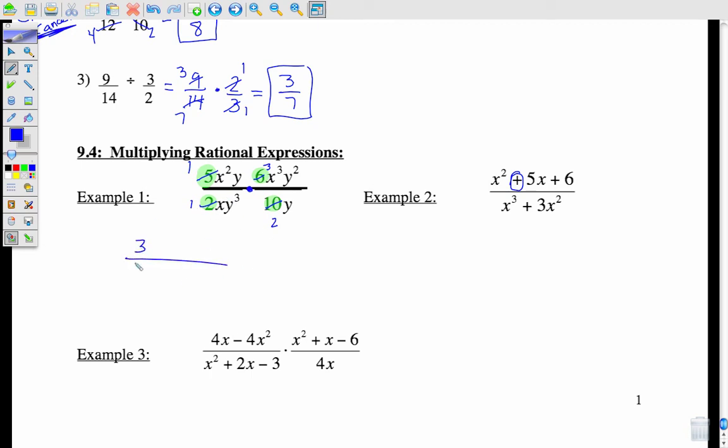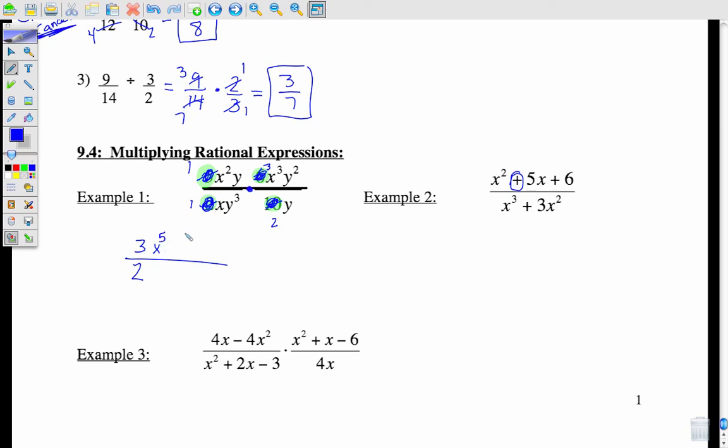So I know in my final answer, if I go straight across, I'm going to go 1 times 3, which is 3, over 1 times 2, which is 2. I know that's going to be in my final answer, and now I don't have to worry about any of these numbers anymore because I took care of them. Now I'm going to treat the top as its own separate problem and the bottom as its own separate problem.